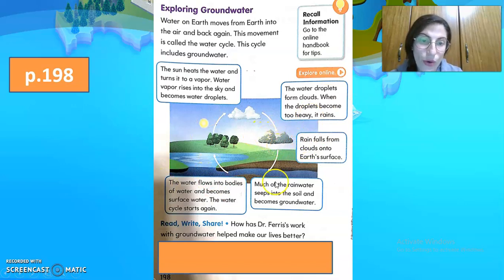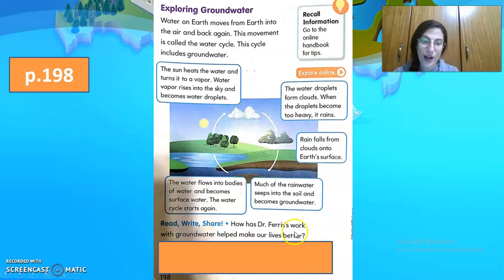The raindrops fall onto the Earth's surface from the cloud, and it goes into the soil and becomes groundwater. Then the groundwater flows into the bodies of water, such as the rivers, ponds, and lakes, and it changes into surface water, so the sun could heat it up again, and the water cycle starts all over again. Clear? Don't worry, I'm gonna provide you with a link to watch the video about it in the instruction sheet. Okay? Now read, write, and share.